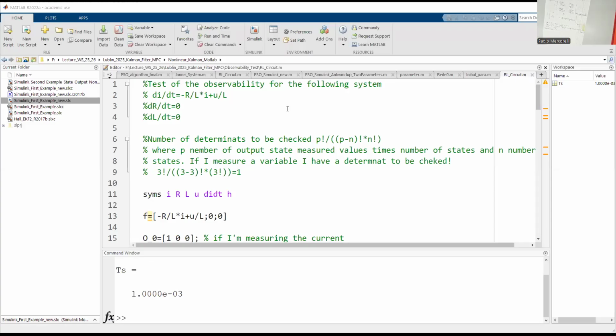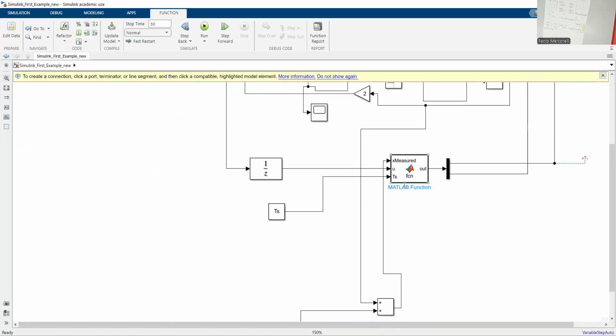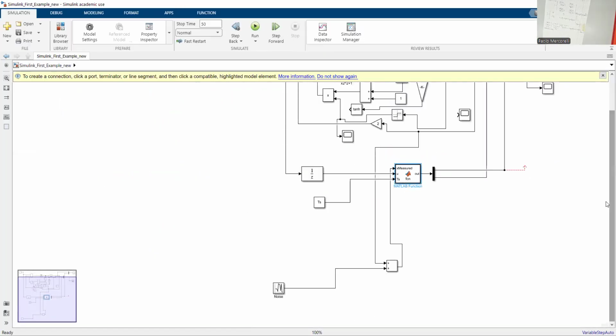Okay, now where am I? One second to start the simulation. Where is Simulink? Okay, here it should be. Here we have the embedded, and now we have Simulink. Let me see if I don't have mistakes.